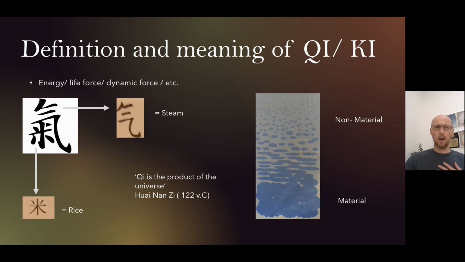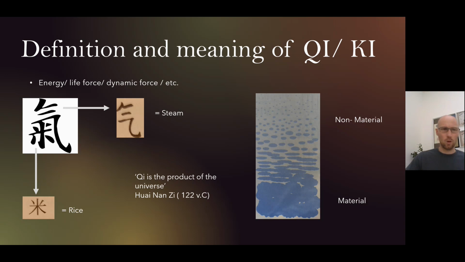So when we talk about the definition and meaning of qi and ki, I think about our martial art, and that is combat hapkido, and it's got its roots in Korea. So I prefer to use the Korean way of pronouncing qi, and that is ki. As you see, ki means energy, life force, dynamic force. It's got all different sorts of pronunciation, but at the end, ki is basically everything.